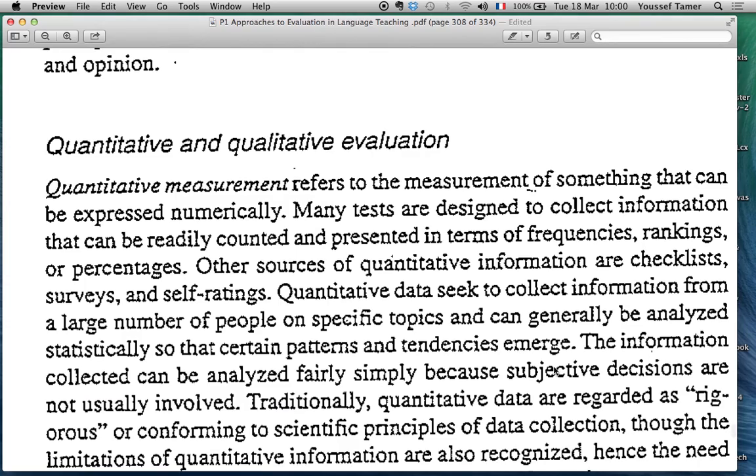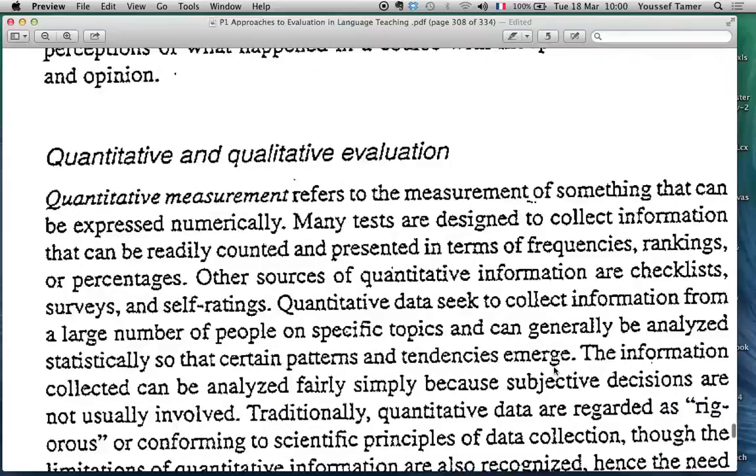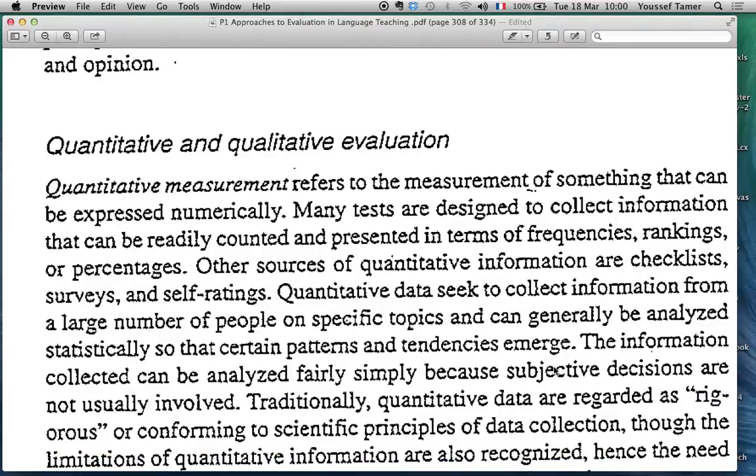Now the next point is quantitative versus qualitative evaluation. We are about to finish here. I'm not going to go into the details, but as I told you, you know what quantitative and qualitative are because you have studied research methodology. The best way to do this is to combine them, to get a better evaluation, okay?